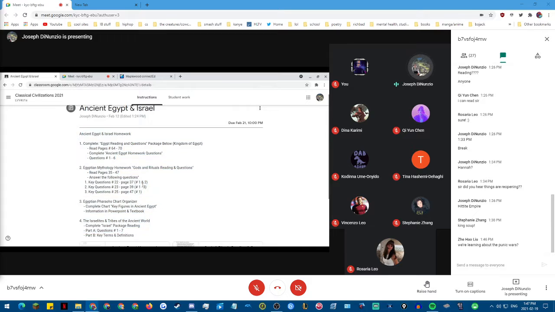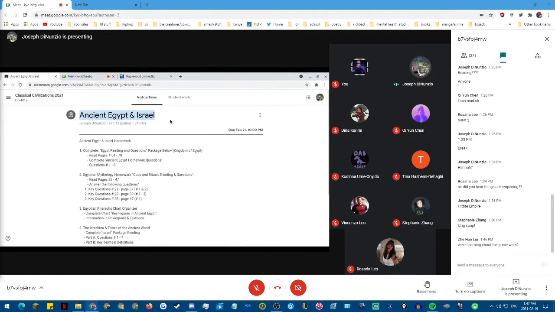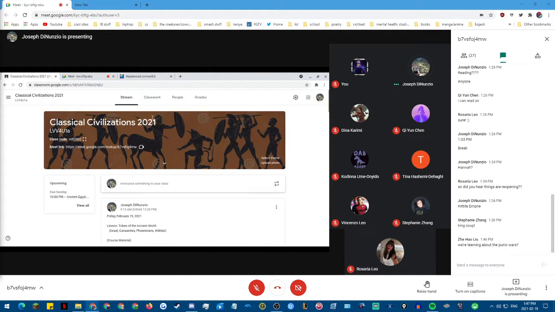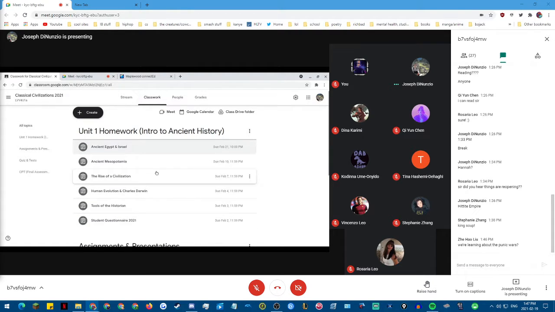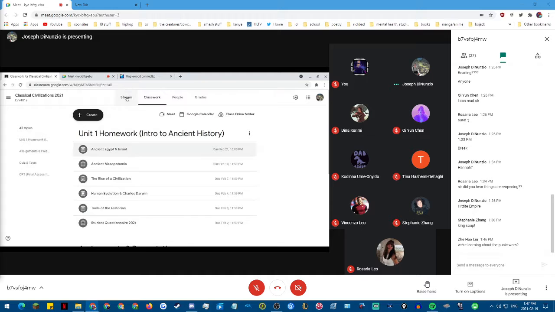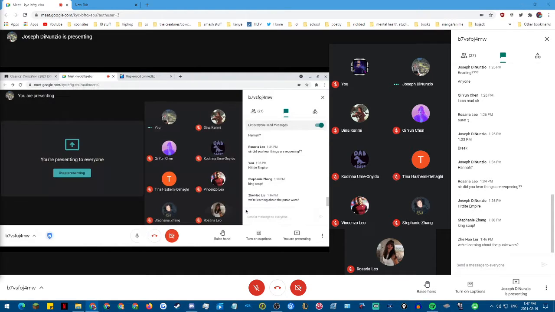These are the 4 items for Ancient Egypt and Israel. And here's all of Unit 1 right here. The Punic Wars, absolutely. The Punic Wars, we will learn. Rome and Carthage, yes. That's later, though. That's after Greece, so we will get there in a few weeks.